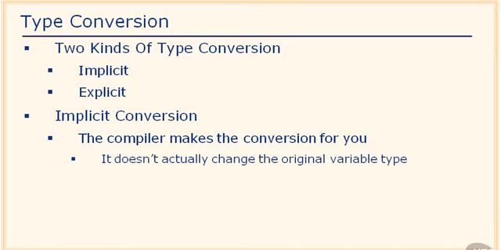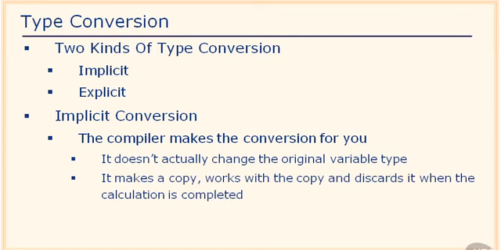All right? Now, here's what's really happening in the background. The compiler doesn't actually change your original variable type. So you've got apples and you've got oranges. It sees that you can't add apples and oranges, so it says, okay, I'm going to change the oranges to apples, but I'm not actually going to change the oranges. I'm going to basically make a copy of them, call them apples, and use that, and then throw the fake apples away once the expression's done. Okay, so that's exactly what it does. It makes a copy, works with the copy, then discards it when the calculation is completed.